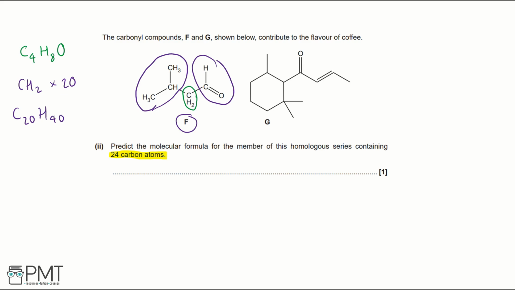and then we just add it to what we're keeping the same. So our molecular formula when we have 24 carbon atoms is going to be C24, H48, and then an oxygen. To get the mark for this question, you need to write C24H48O.